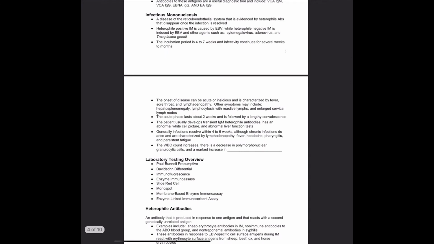Infectious mono is a disease of the reticuloendothelial system that is evidenced by heterophile antibodies that disappear once the infection is resolved. Heterophile positive infectious mono is caused by EBV, while heterophile negative infectious mono is induced by EBV and other agents such as cytomegalovirus, adenovirus, and toxoplasma. The incubation period is 4 to 7 weeks, and infectivity continues for several weeks to months.